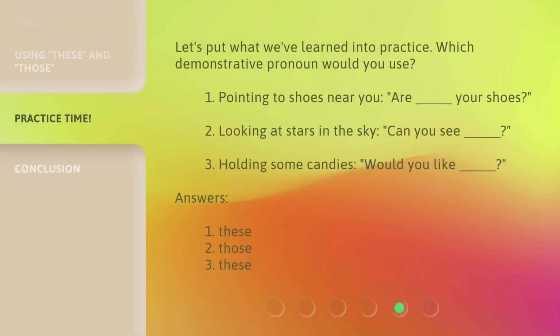Let's put what we've learned into practice. Which demonstrative pronoun would you use? 1. Pointing to shoes near you. Are blank your shoes? 2. Looking at stars in the sky. Can you see blank? 3. Holding some candies. Would you like blank? Answers: 1. These. 2. Those. 3. These.